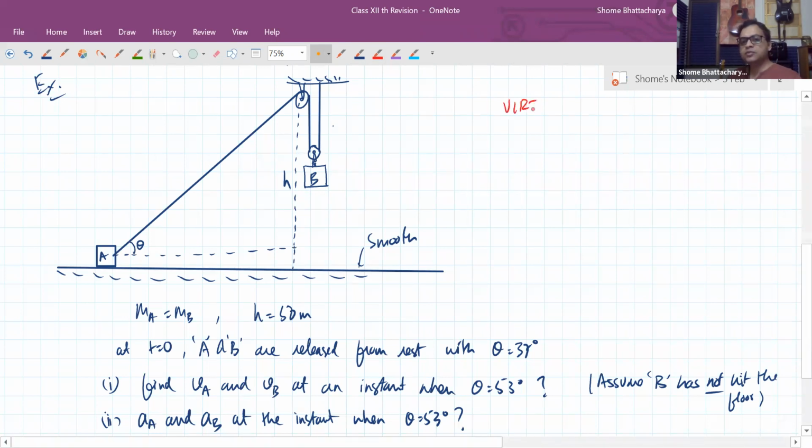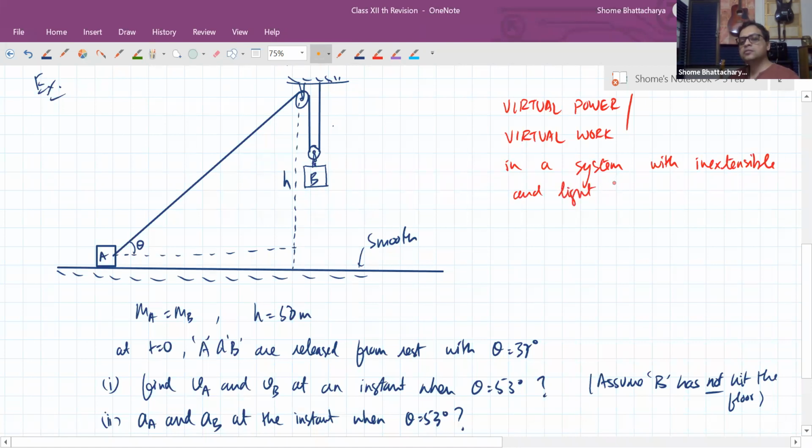So the general statement of the virtual power or the virtual work theorem. Okay. In a system with inextensible and light threads, okay, the net power or net work done by tension should be equal to 0.